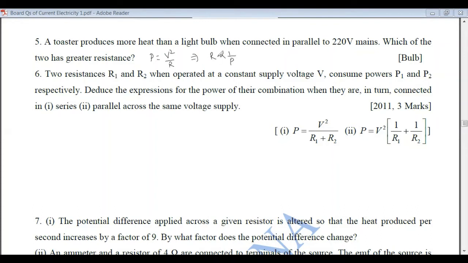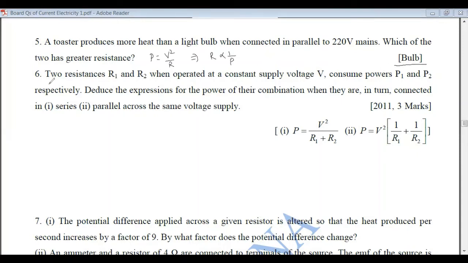So the greater resistance will be that of the one which has less power, and we know that the two devices are the toaster and the light bulb. The light bulb has less power as compared to the toaster, so the resistance of the bulb will be more. So which of the two has greater resistance? The bulb has greater resistance.